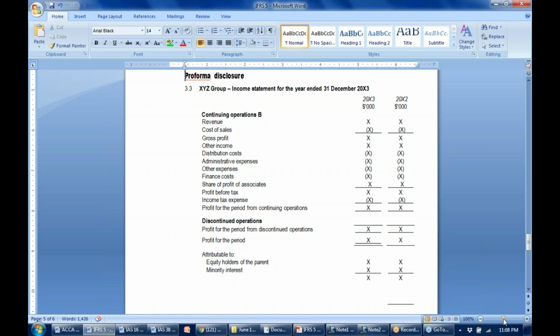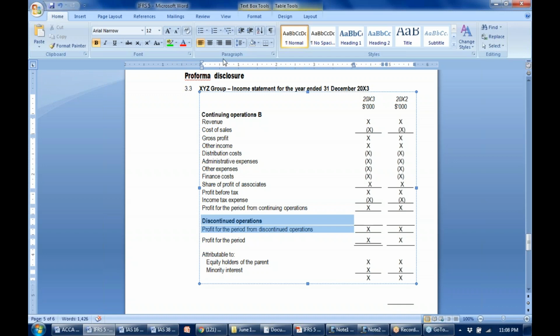So Unilever presents the income statement in this format. Edible oil is a discontinued operation, and other than edible oil, all of the business operations are continued operations. In the income statement, on the face, there is a separate line item for discontinued operations, that is profit for the period from the discontinued operations. It's on the front of the income statement.